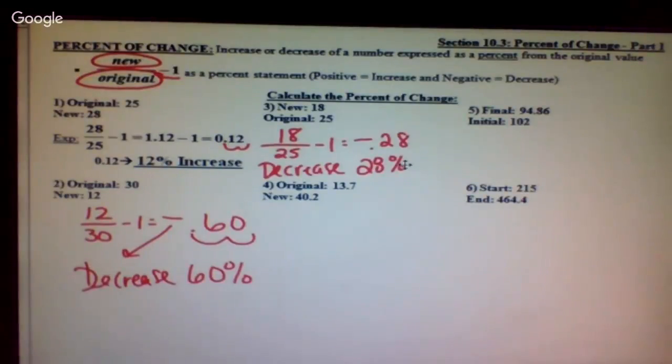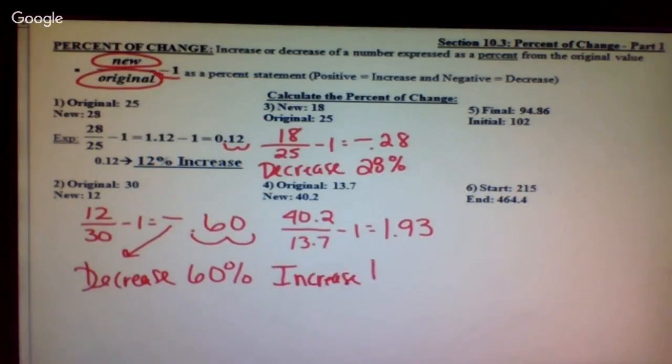My original is 13.7. My new value is 40.2. Increase or decrease? Increase. Okay. My new value is 40.2. My original is 13.7. Again, minus 1. 1.93. So because it's a positive, that automatically tells you increase by 193%. It's almost doubled the original value.